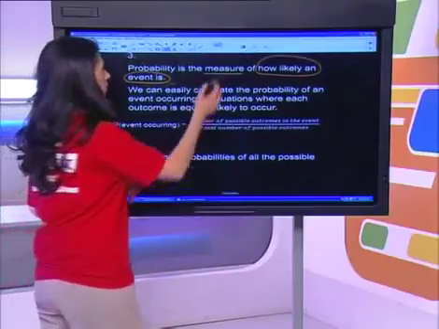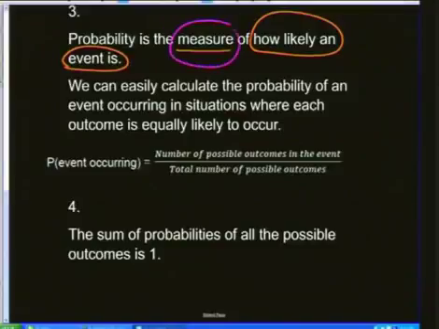How do we calculate this measure? If this is a measure, then how do we calculate that measure? We can easily calculate the probability of an event occurring in situations where each outcome is equally likely.